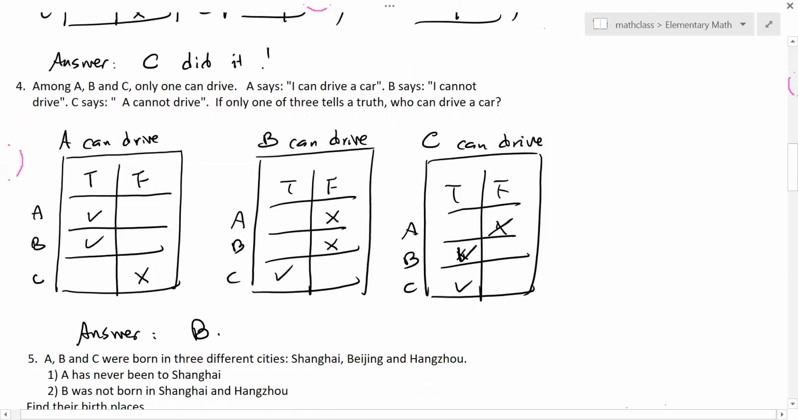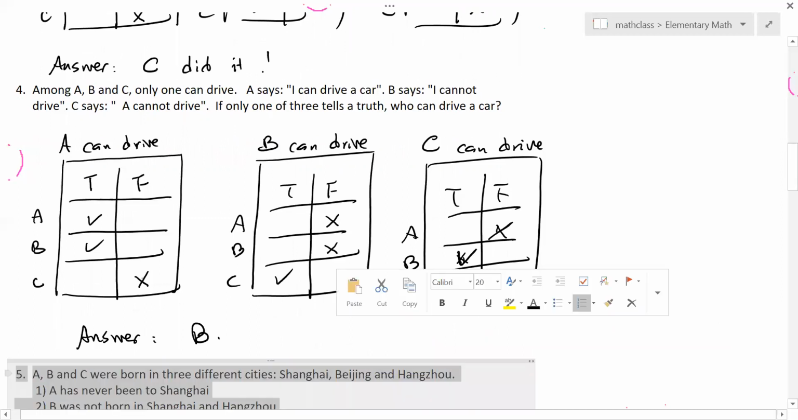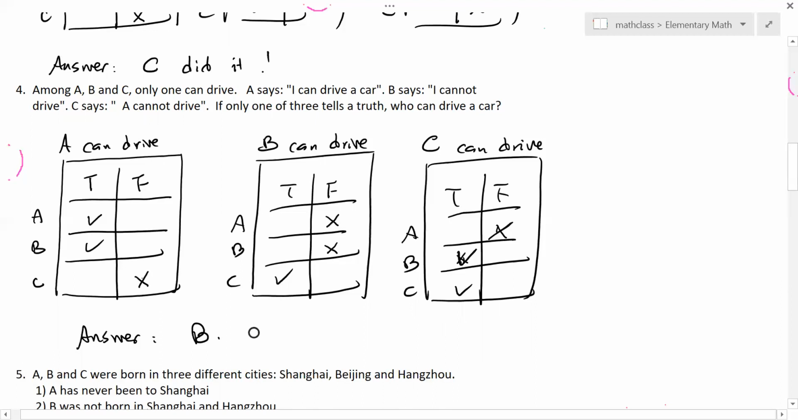That's how we solve the problem. You have to organize the way you think. You cannot just look at all the sentences and try to figure it out. It's very difficult. You have to divide them into several cases. In each case, you draw the table, you see the information under each assumption, then you look at the last sentence: only one of the three tells the truth. Then the answer will be B. Now, if I tell you two of the three tell the truth, then the answer will be either A or B. You cannot determine it completely. That's fine.